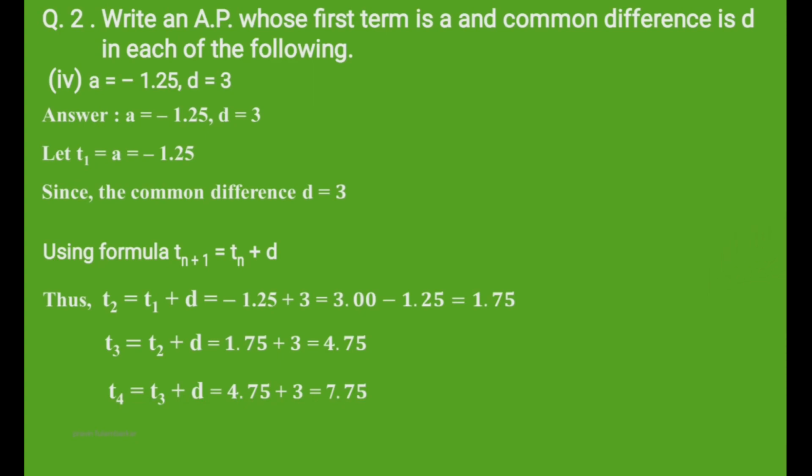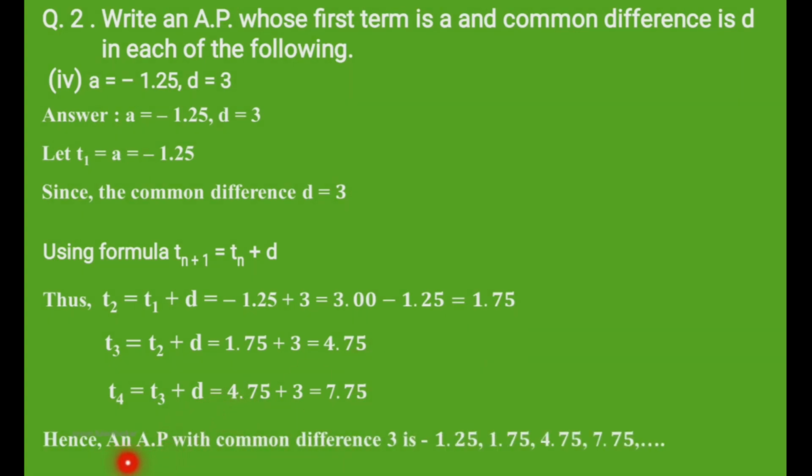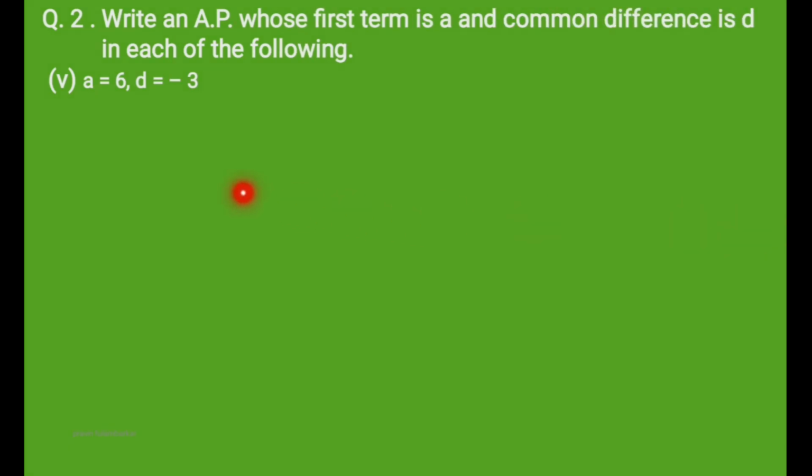So write the arithmetic progression. Hence an arithmetic progression with common difference 3 is minus 1.25, 1.75, 4.75, 7.75. So in this way we get the arithmetic progression for first term a equals to minus 1.25 and common difference d equals to 3. Now see fifth sub question. Here a equals to 6, d equals to minus 3.